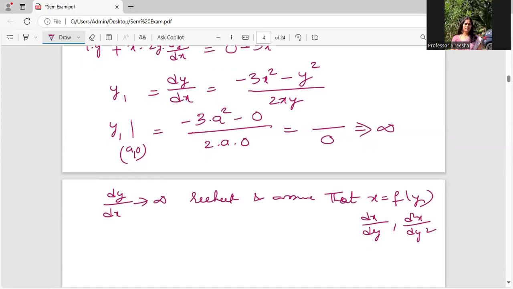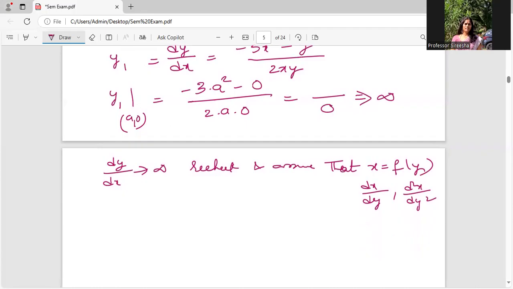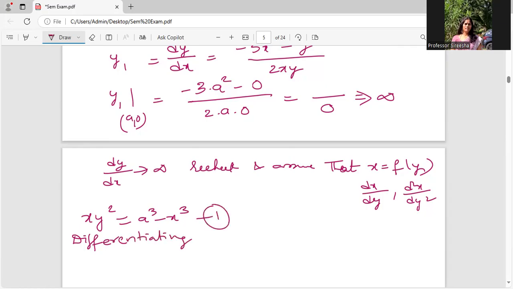Now, the same equation would be there: xy squared is equal to a cubed minus x cubed. Instead of differentiating with respect to x, now I will differentiate with respect to y. You should be careful, because it's not a regular thing and we are not used to it. Not a big deal, not rocket science. Differentiating, again calling this equation 1, with respect to y.